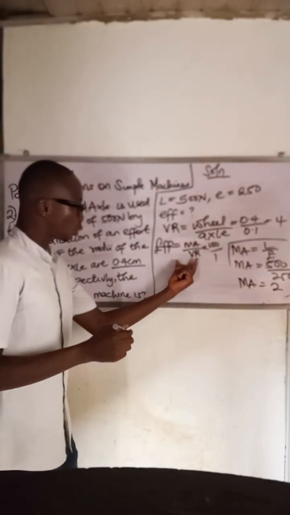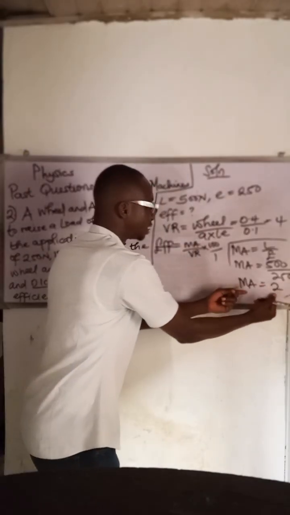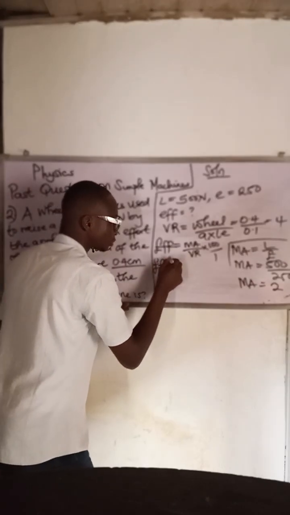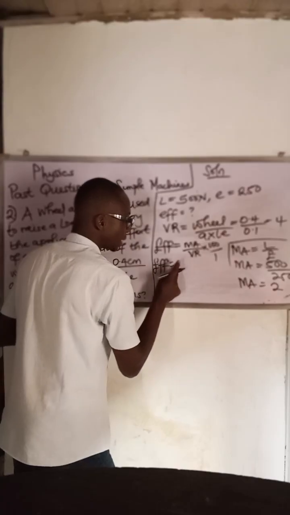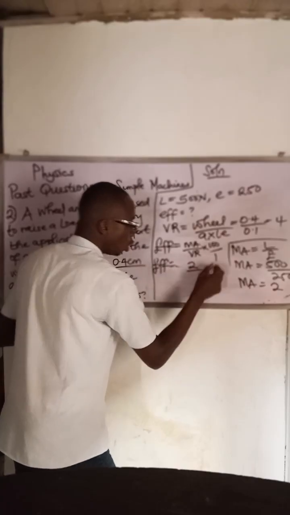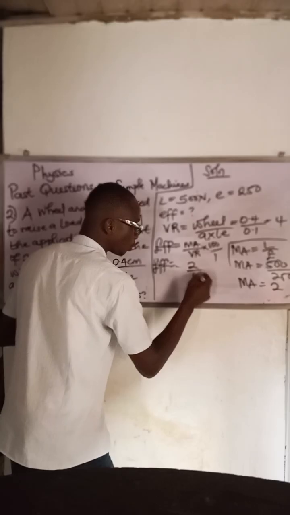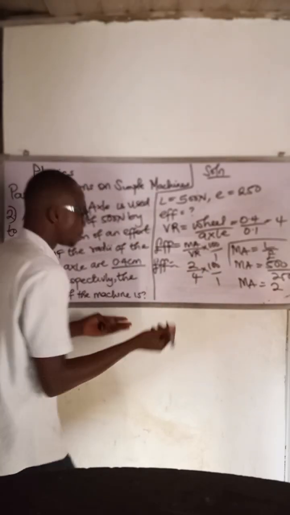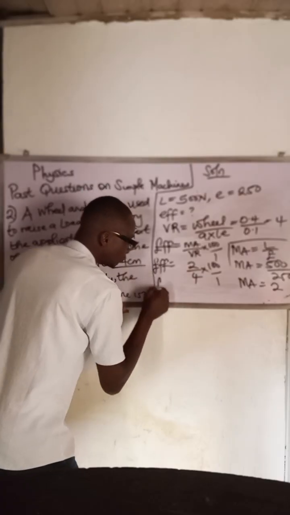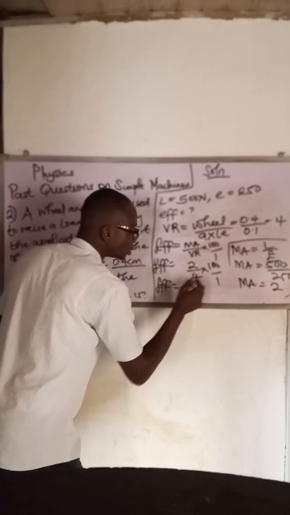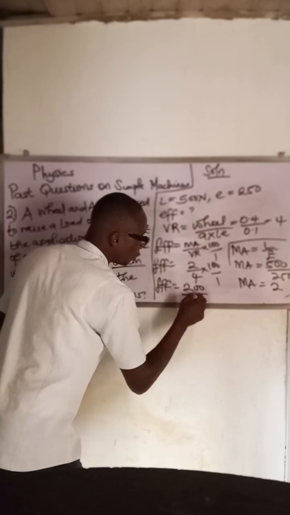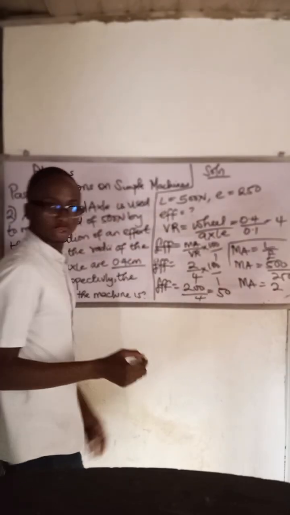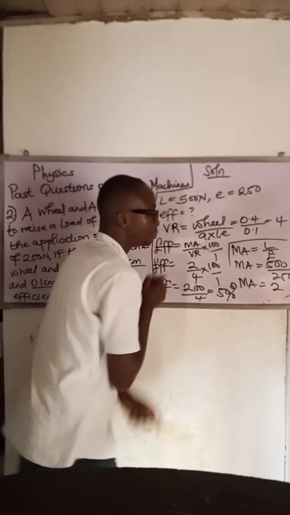Alright, now we can calculate for the efficiency because we have the mechanical advantage and we have the velocity ratio, and that's all. Efficiency is equal to mechanical advantage, which is 2, all over velocity ratio, which is 4, times 100 over 1. To make things simpler, efficiency is equal to 2 times 100, 200 over 4. Just divide this, you have 50. 50 what? Efficiency is measured in percentage, 50%.